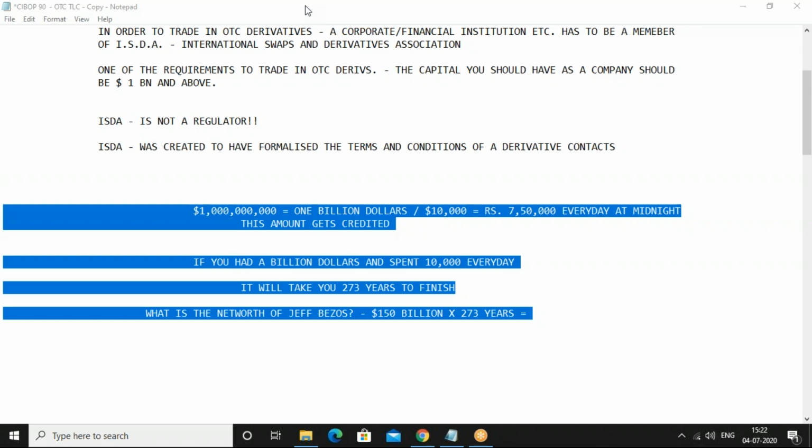Now, what do we mean by physical settlement? Exactly. You will take the delivery of the underlying asset. So I will deliver the 10,000 shares of Microsoft to your custody account.